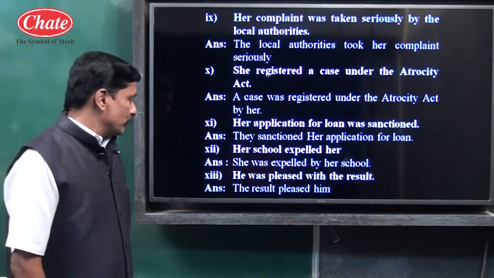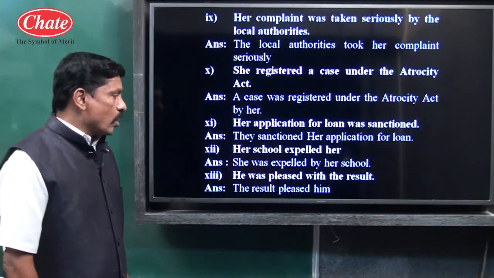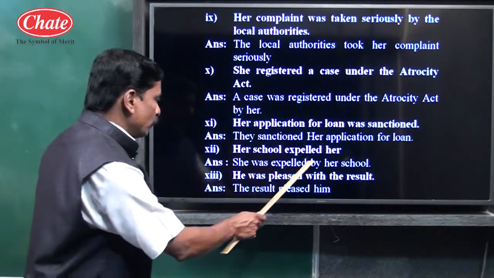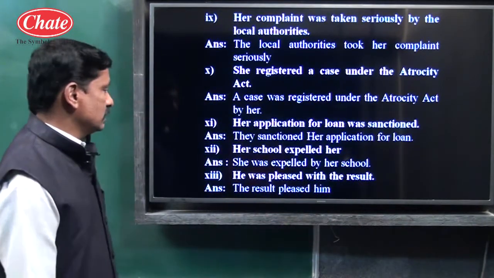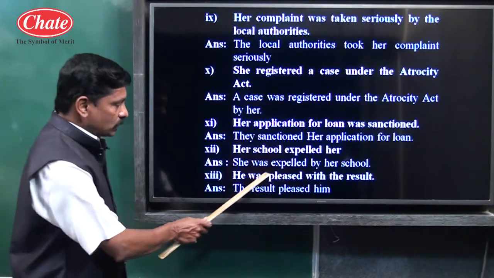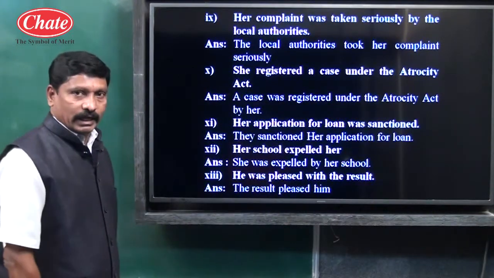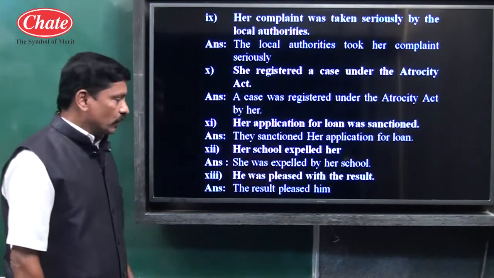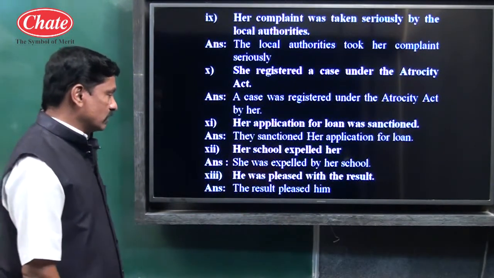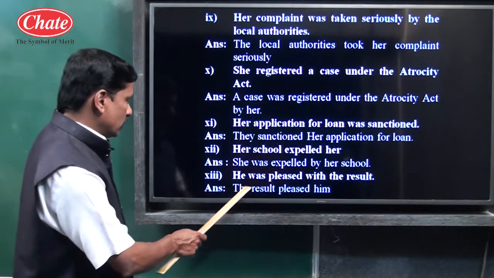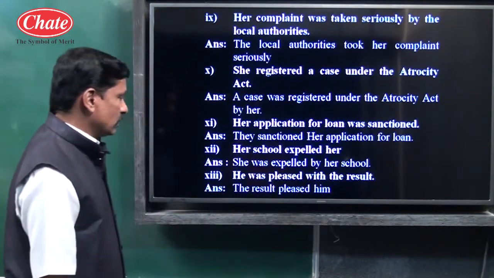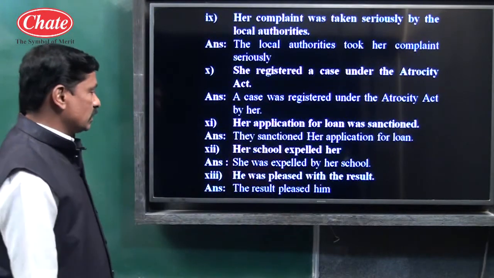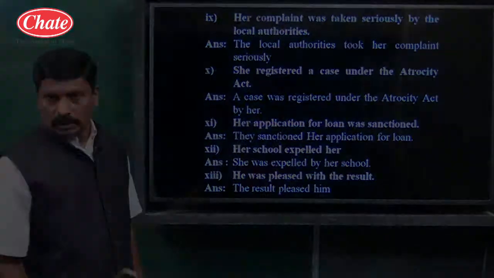Let us see next example. He was pleased with the result. See children, was plus V3. So given example is in passive voice. Subject has not been given. We can use our own subject. He was pleased with the result. Okay, with the result it's a subject. So the result pleased him.